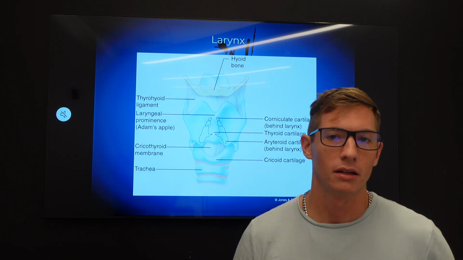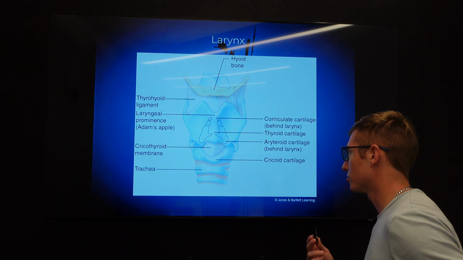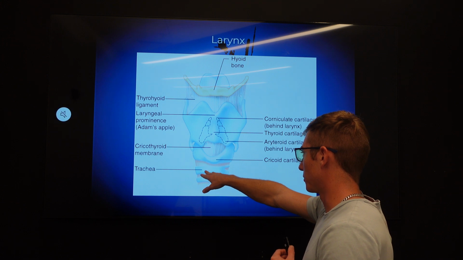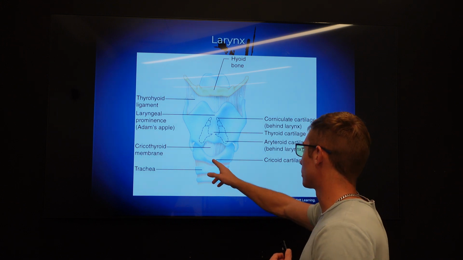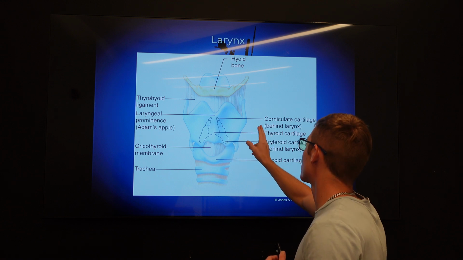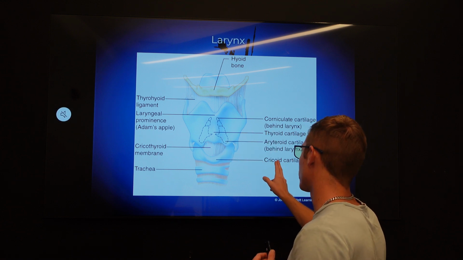All right, so here we go. This is our trachea. Starting from the very bottom, trachea, where air travels through. This is your cricoid cartilage. This is your Adam's apple. So this is also thyroid cartilage. This is thyroid cartilage. This is cricoid cartilage.